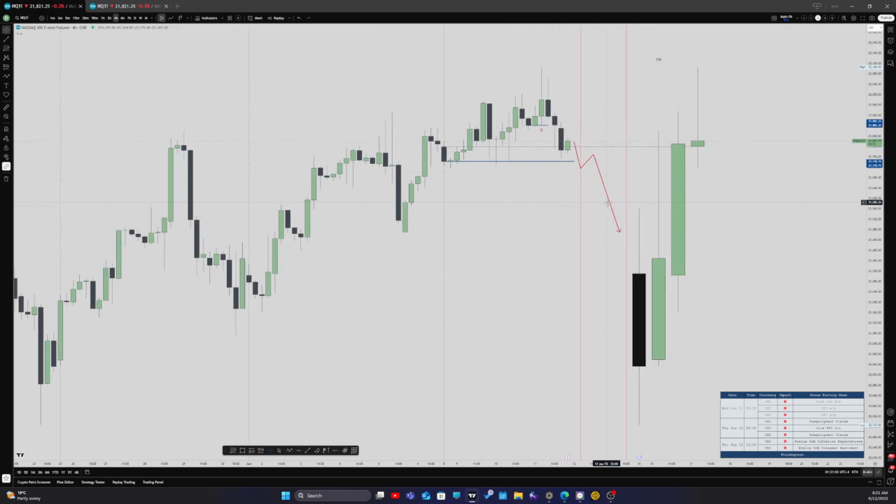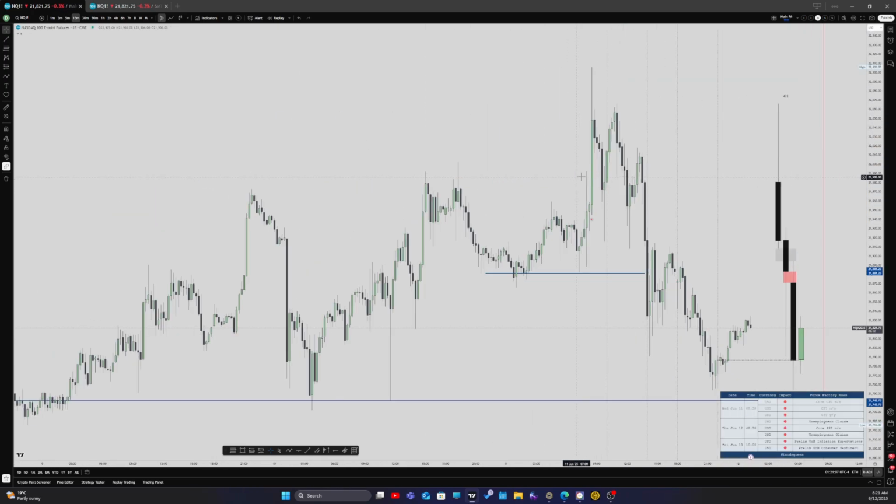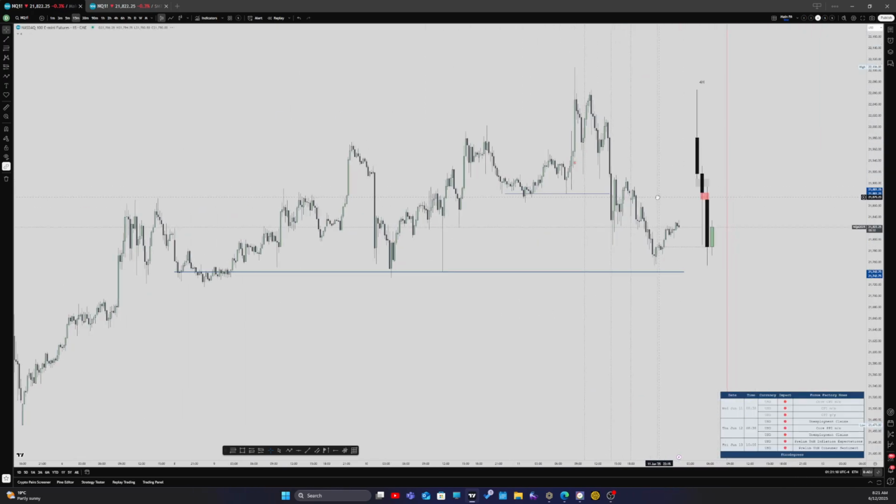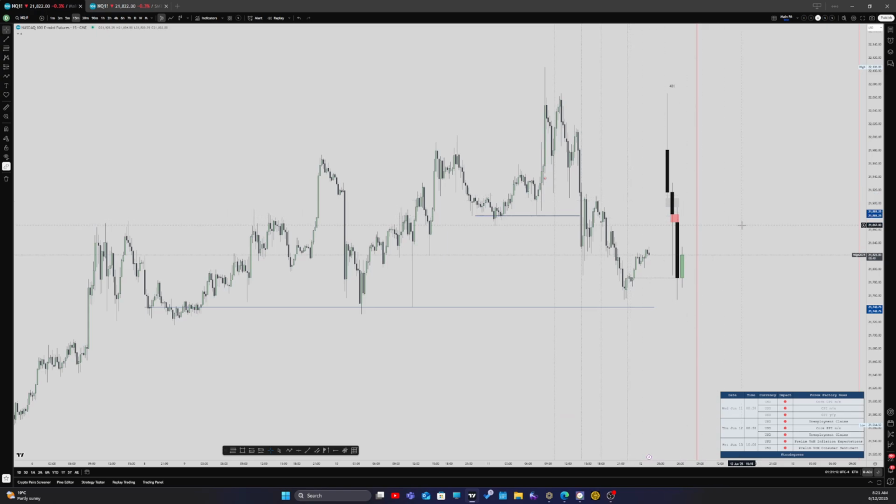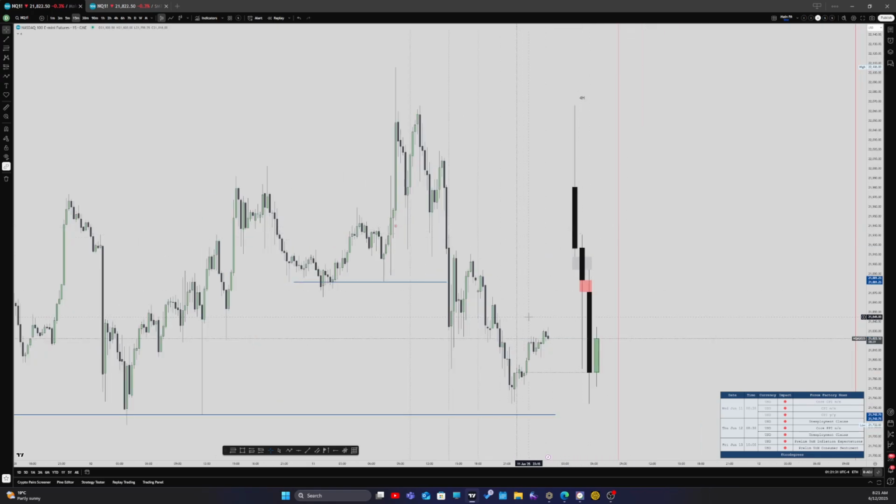For the London session now, 15-minute chart, we could look at the price to come down into the low here, as I said. But before that, we could see some retracement because this low was taken here.